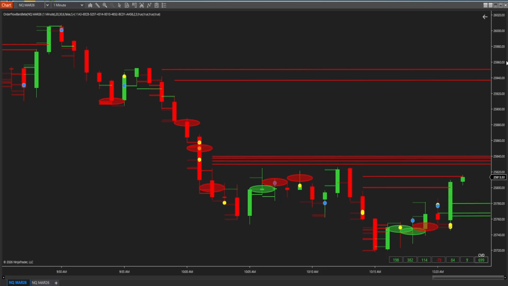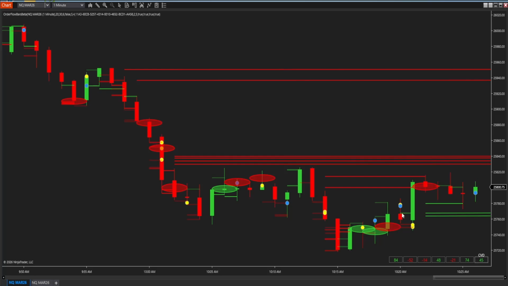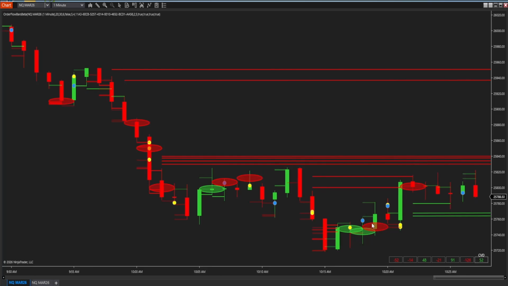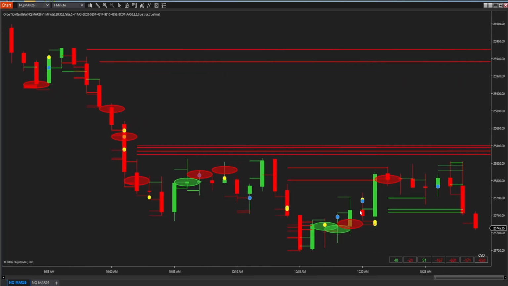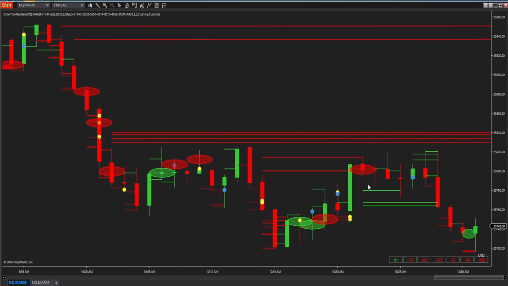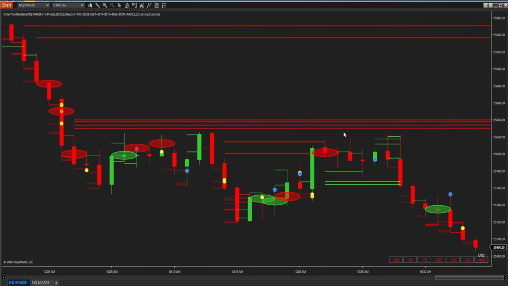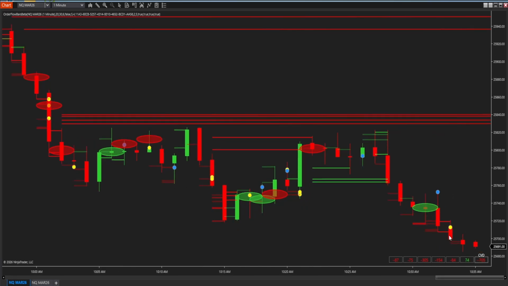We have large buyers coming in. They're trying to push up the market. We have a large seller that is underwater right there, and then we have another large seller right here. And we just cannot break through this area right here, so we just keep drifting off.